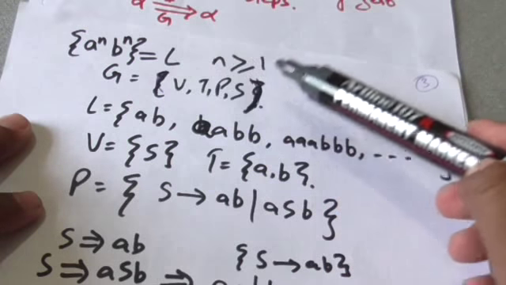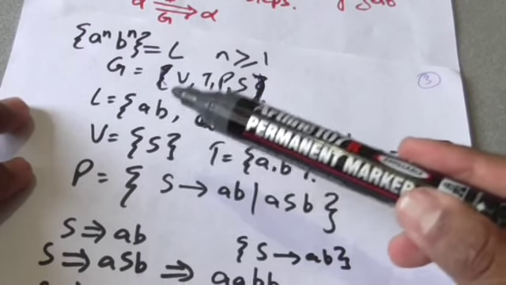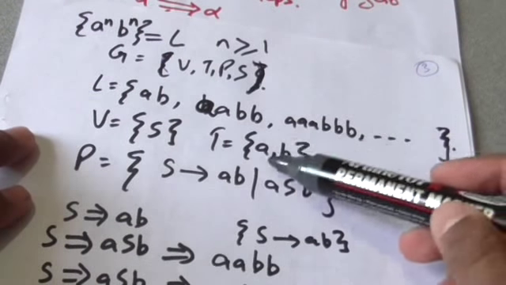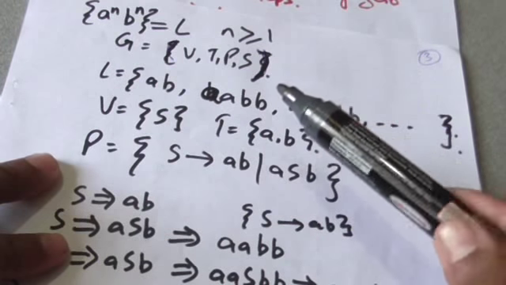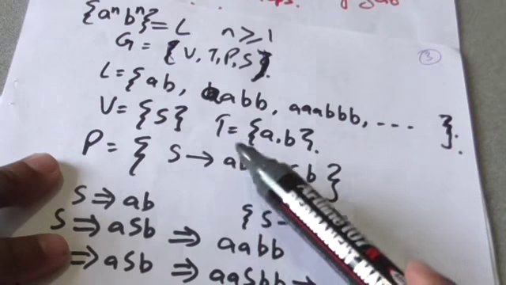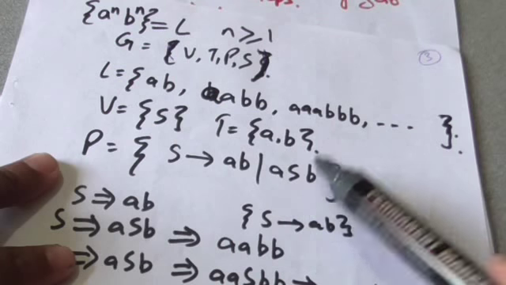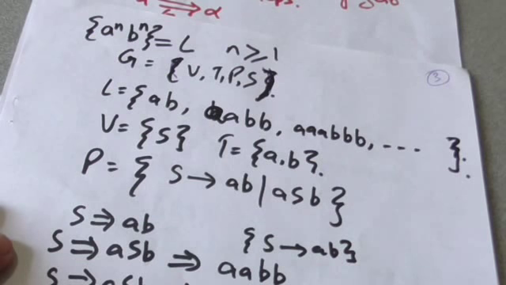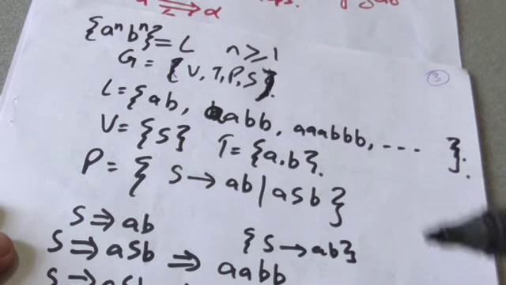G equals (V, T, P, S), where V is a set of variables and this set has only one variable S. T is the set of terminals and it has only two terminals a and b, and P is a set of productions, right? Here there are two productions. One is S derives AB and the other is S derives aSb, right? So G is the grammar of language L.